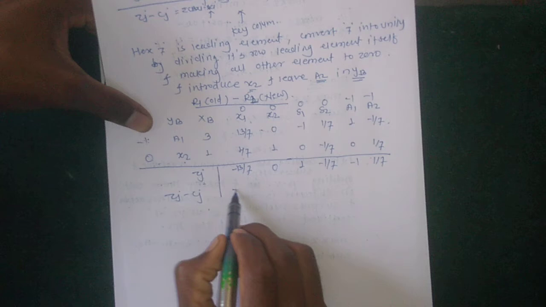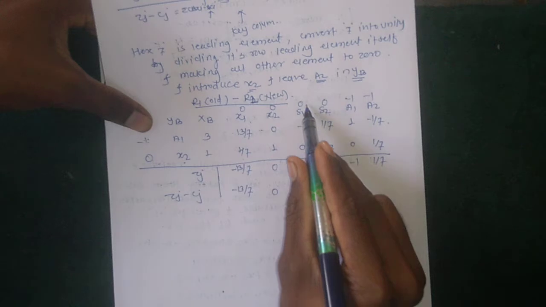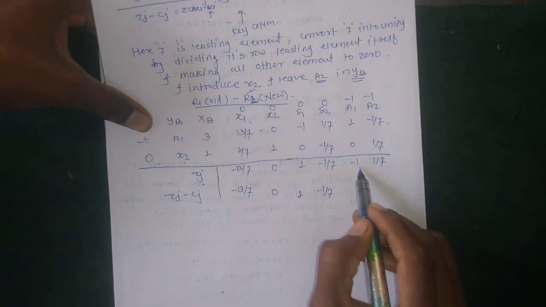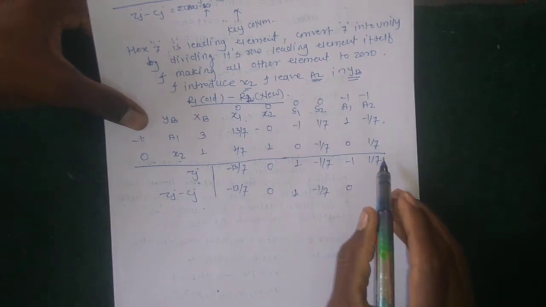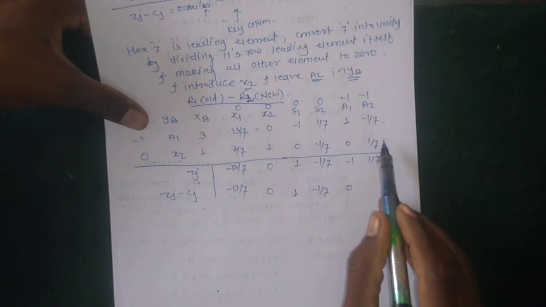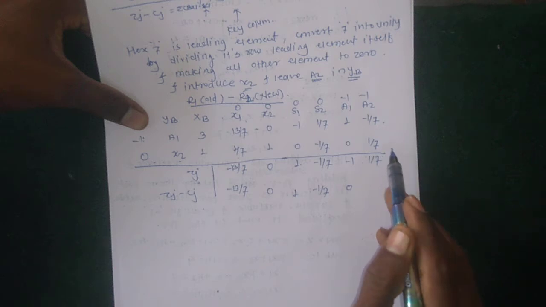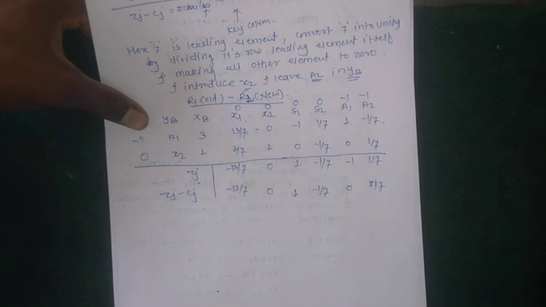-13/7 minus 0 is -13/7. Then here 0 minus 0 is 0, then 1 minus 0 is 1, -1/7 into -1/7, then -1 plus 1 is 0, and then 1/7 minus 1. Here 1/7 minus 1 is, 1/7 plus 1 is 8/7.